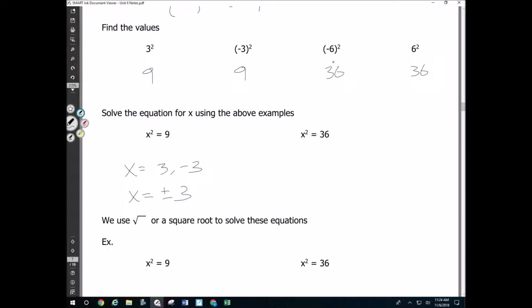And if I look at the above, I see that negative 6 squared is 36, 6 squared is 36, so that means my solutions to this are positive 6 and negative 6. Or we could write it a little bit easier. It's plus or minus 6.